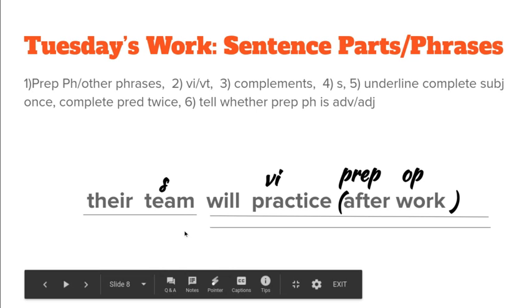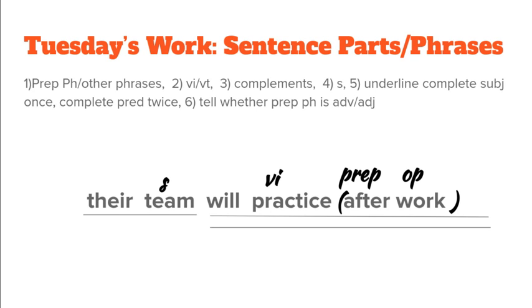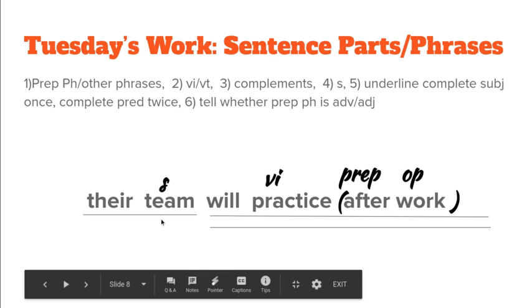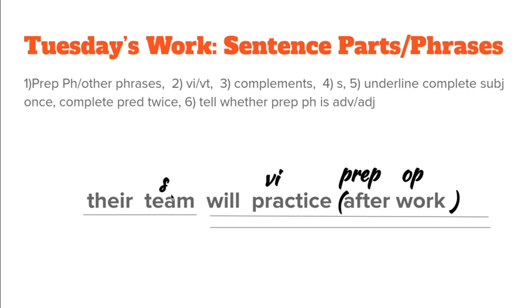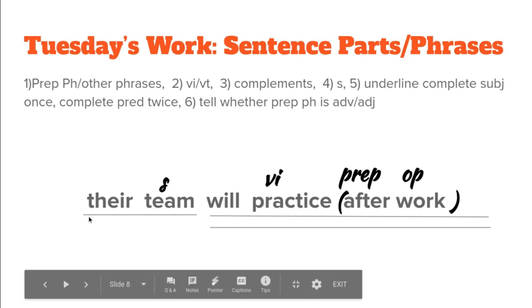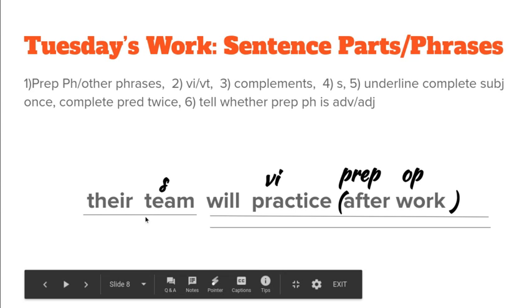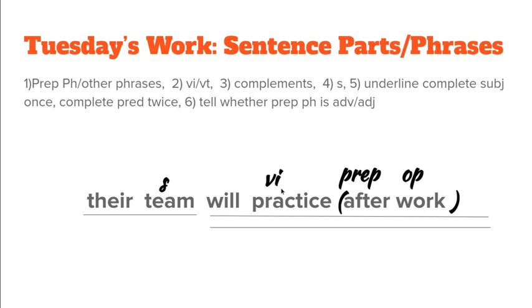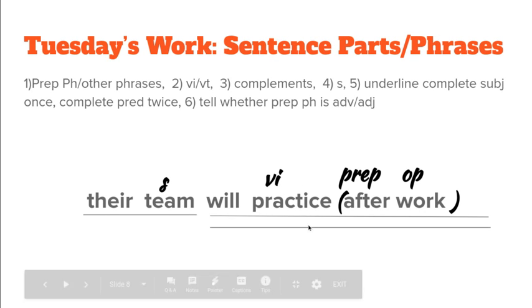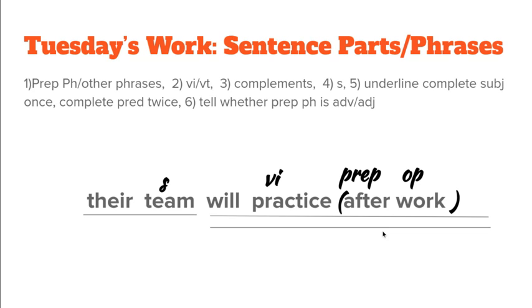Then they're going to underline their complete subject once and their complete predicate twice. To tell what is in the complete subject and the complete predicate, you would start with the simple subject of team and the simple predicate of will practice. So their team is telling me more about team. There is telling me more about team. So I know it's a modifier for team. So that's what makes it a part of the complete subject. After work tells when we're going to practice. So because it's telling us more about a verb, it's adding to the verb. It is an adverb phrase and it's a part of the complete predicate.